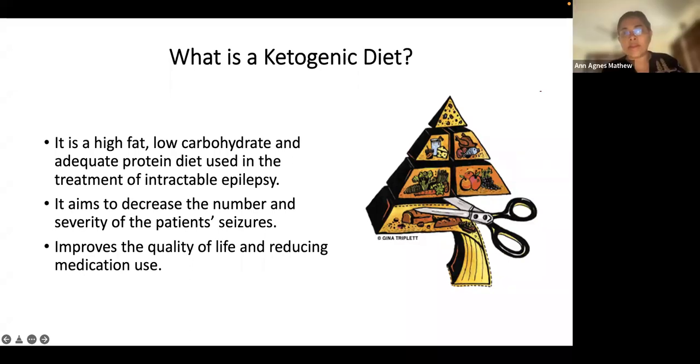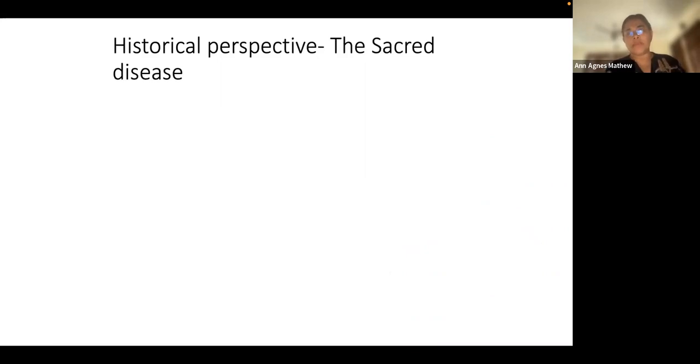While the entire concept of telling somebody that you have to eat loads of fat is terrible, there's a history to this. The history to this is epilepsy. Everybody thought epilepsy was a sacred disease. You thought it was possession, demonic possession, and things like that.